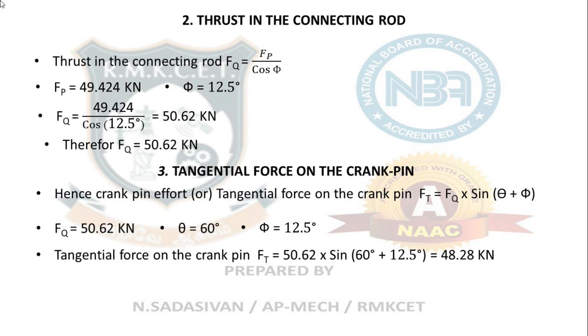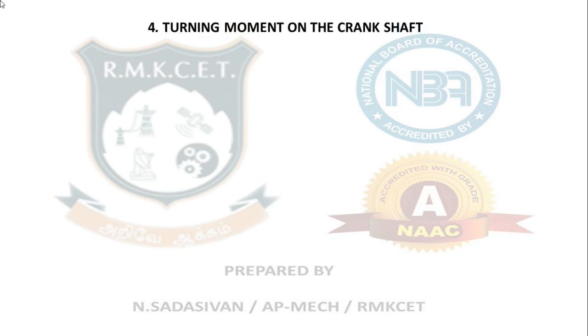So therefore, once I put everything into the formula, tangential force on the crank pin Ft is equal to 50.62 into sine of within bracket 60 plus 12.5. In calculator you have to type 72.5. Okay. Sine of 72.5. So that is 48.28 kilonewton. Therefore, Ft is equal to 48.28 kilonewton. So now we are going to the last portion of the problem. Turning moment on the crankshaft or torque on the crankshaft represented by the symbol T.